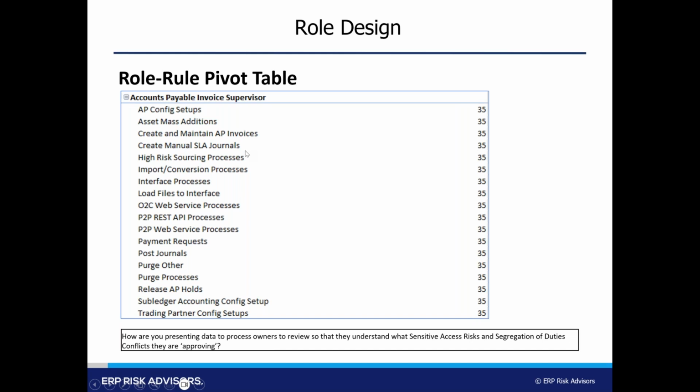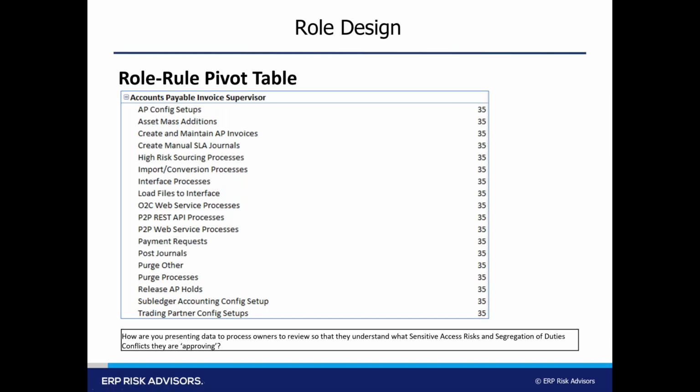That's where we come in as your risk advisory partner. We will work with you on a quarterly basis, or as often as needed, to help you understand this nomenclature. Most people will look at an AP supervisor and say, okay, I understand they should have the ability to create and maintain AP invoices. That's approved. But I don't understand create manual SLA journal entries, or I don't understand the high risk sourcing processes. I don't understand what asset mass additions are.